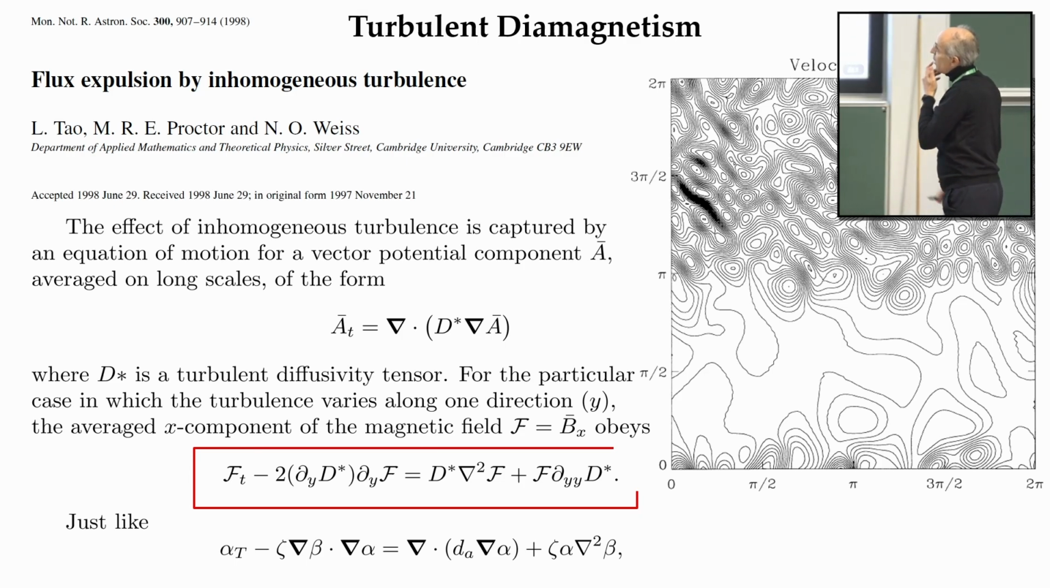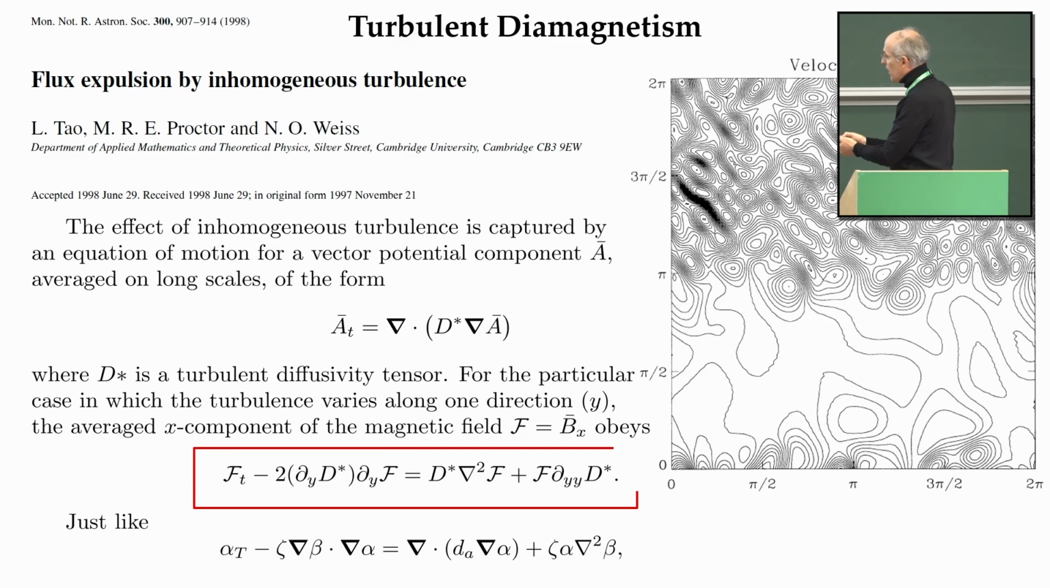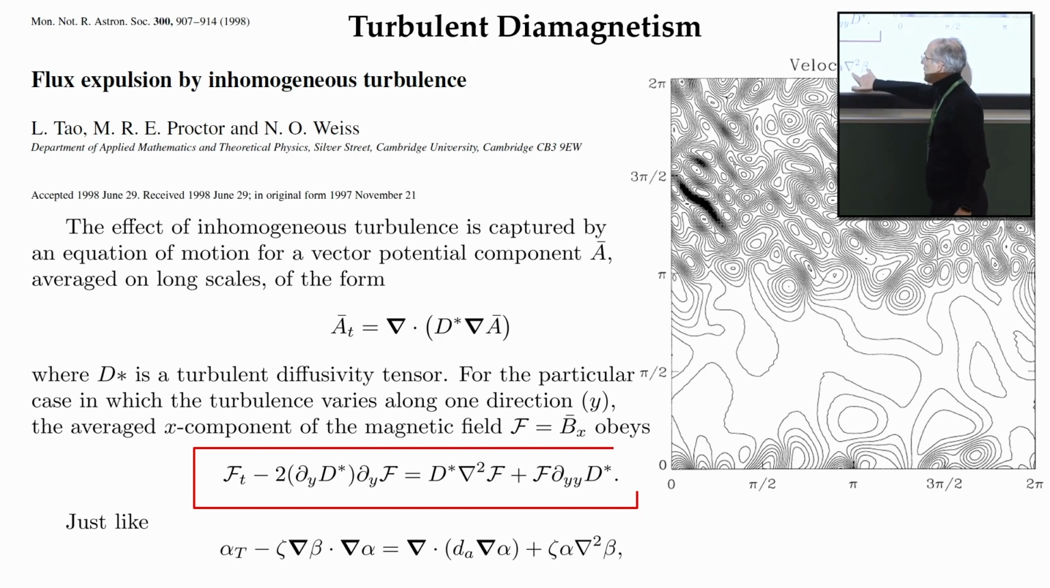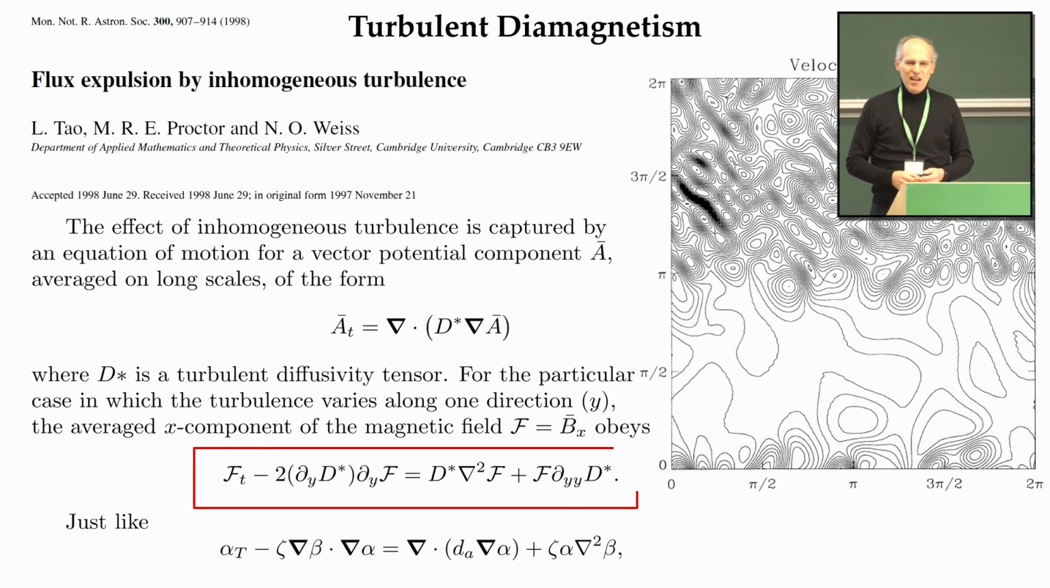So what Tao, Proctor, and Weiss did was a bunch of numerics and a bit of analytics where they said, effectively there's some average vector potential component on a long scale, which obeys a diffusive equation like this. If you then ask about the average magnetic field that follows from this A, it obeys an equation which is essentially identical to what we wrote down. It has an ordinary diffusion piece, it has this reactive term that looks like this, and it has an advective piece.